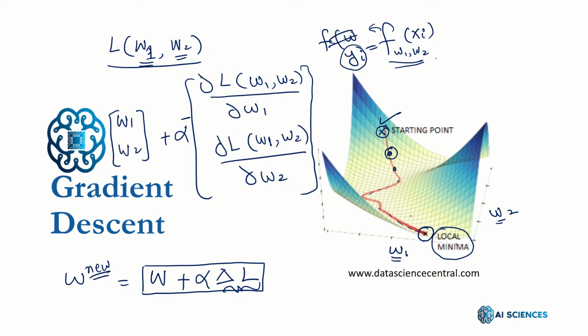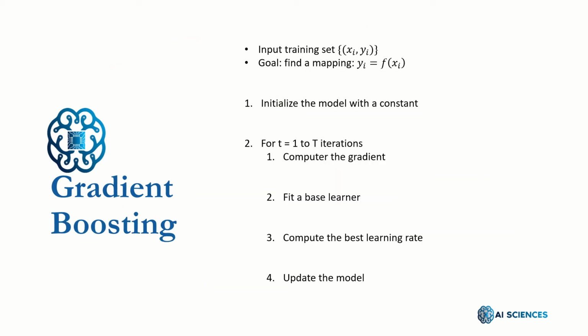Now that we know boosting, which is training multiple models in a sequential way, and gradient descent, which means minimizing the loss function by taking steps in the negative gradient direction in the parameter space, let's combine these two together and see what gradient boosting is. So in gradient boosting, first of all, why gradient boosting?